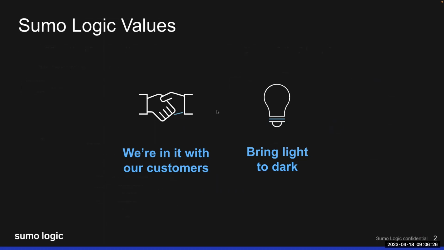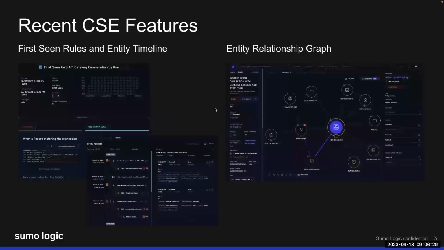So just quickly, I wanted to touch on recent CSE features, in case you're not following the notifications as you're connected to CSE. Some of the recent features that were deployed in the last quarter or so are first seen rules and entity timelines. First seen rules are a new type of rule that we can leverage based on a baseline where we can identify an activity from a user, an asset, or an entity for the first time.